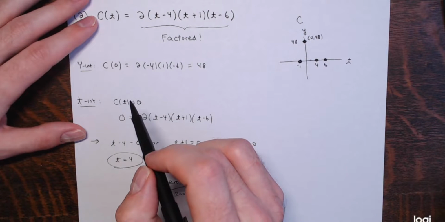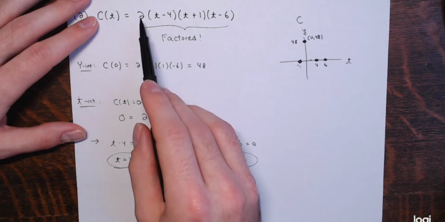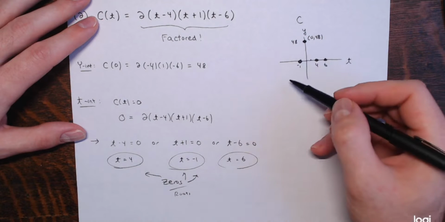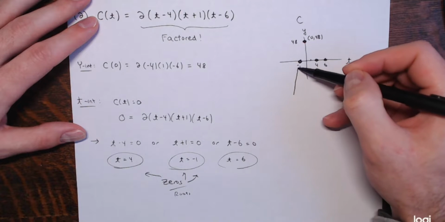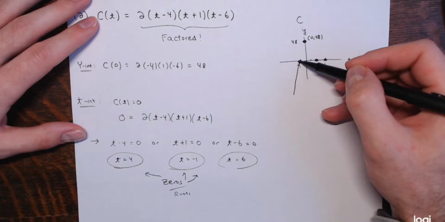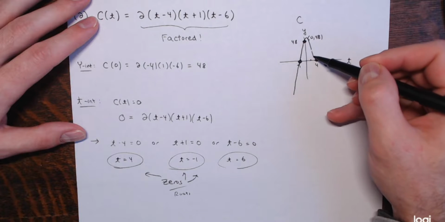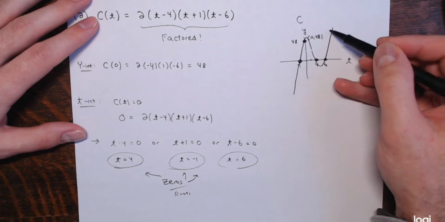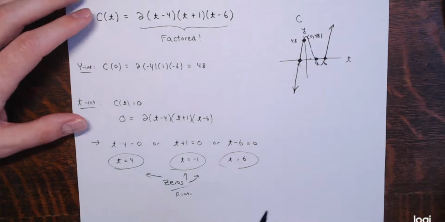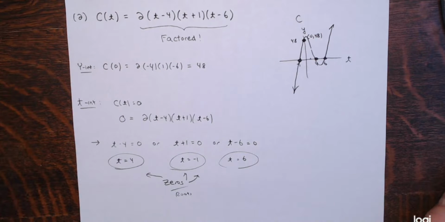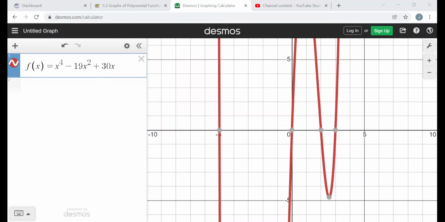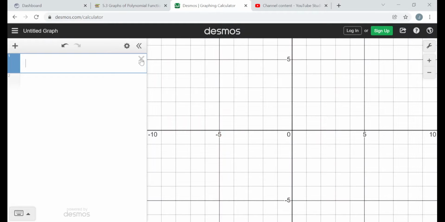Right, this would be a degree 3 with a positive lead coefficient, so it's going to start off down here, go through that, and then go through that, come back down, come back up, and end going up like that. It's going to look something like this. All right, that's a very, very rough sketch, but just to verify that all these intercepts are correct, I'm going to go back to that Desmos site and enter this polynomial function and see what we get.